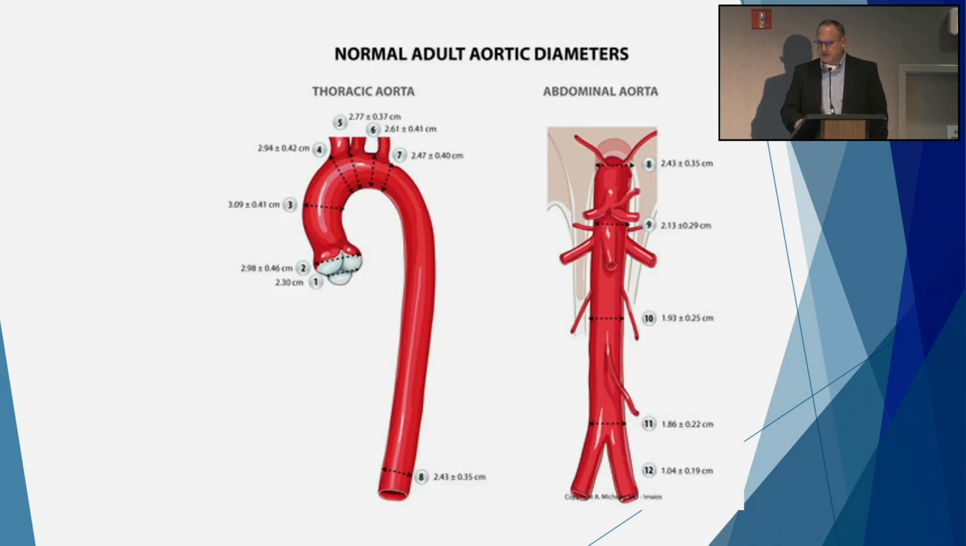Here are normal aortic diameters. You can see progressively, as we go from the ascending aorta down into the infrarenal aorta, the aorta gets naturally a little bit smaller.